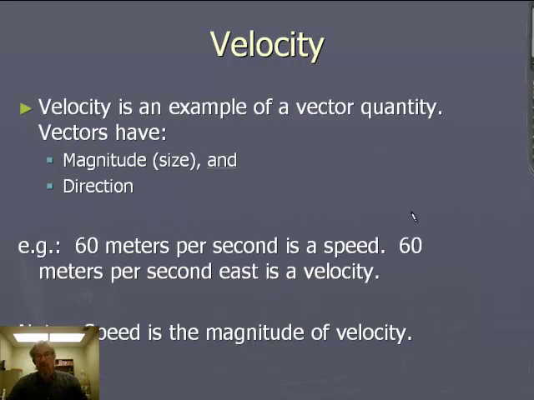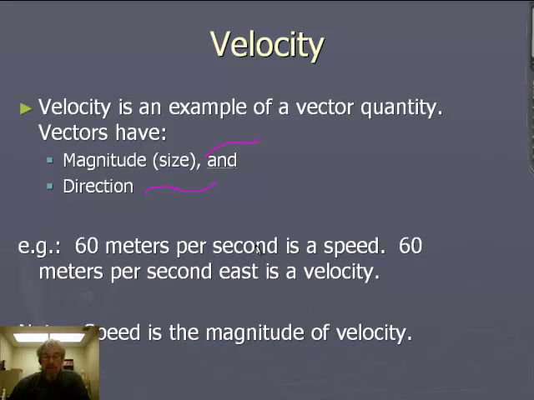Let's move from speed to velocity. Speed is just the ratio of distance covered to time. Velocity is a vector, and that's different. Speed is a scalar, it's called. Vectors have size like speed does, but vectors also have direction. So velocity not only tells you how fast you're going, but it also tells you where you're going that fast.